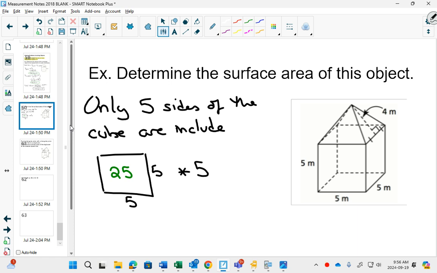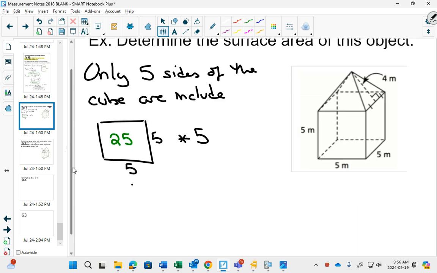Then, for our triangles, for our pyramid, do you see that you're going to have a triangle and you're going to have 4 of those triangles. All 4 of those triangles are exactly the same. In order to find the area of the triangle, you would need the base, which is 5, and the height of the triangle, which is the slant height on the pyramid. Do we know that length? Yes. We know this length is 4. Base times height divided by 2. This area is equal to 10.